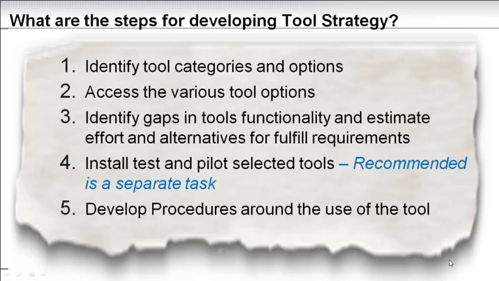Then identify gaps in the tool functionality and estimate the effort and alternatives for fulfilling those gaps. So you might have tools that don't 100% fit with what you want to do. Then you need to look at the gaps, and whether it will be possible at all to benefit from implementing the tool, and or what you need to do for the tool to work on your project. That's what the gap context is here.